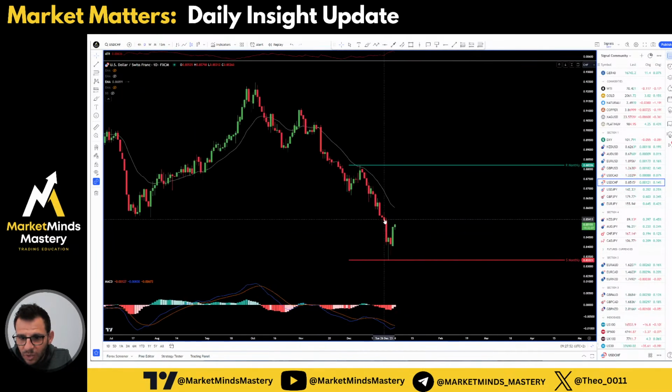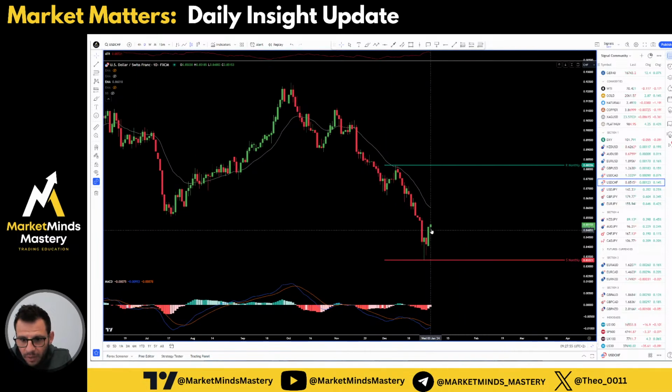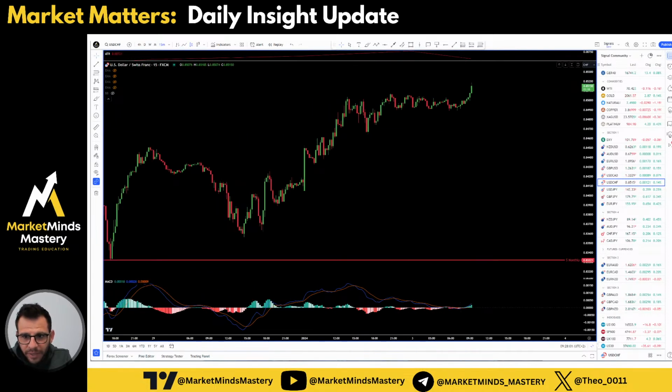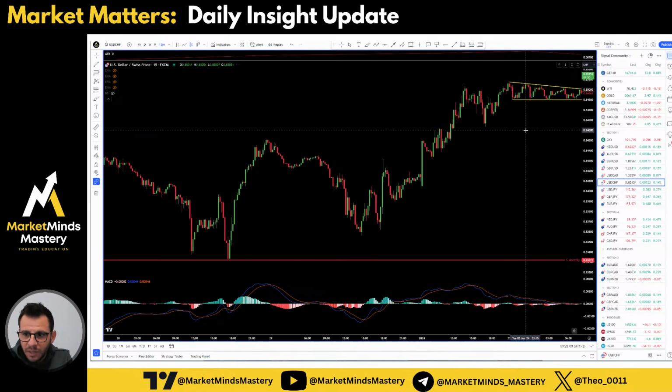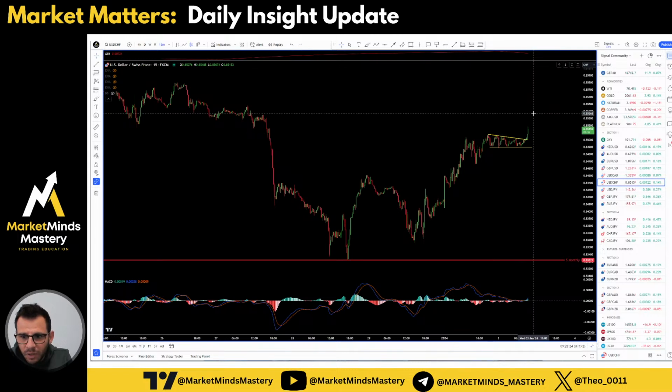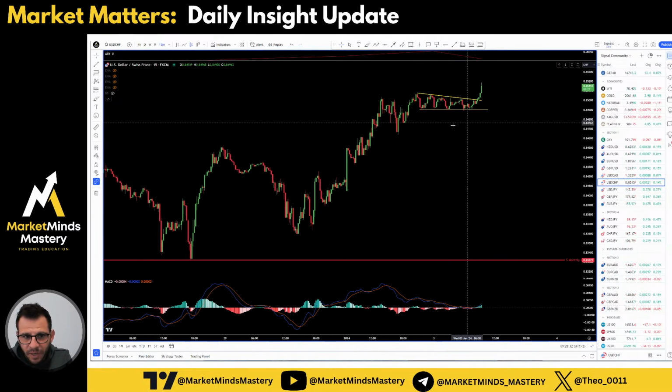USD Swiss. Yesterday, overall, the US dollar was mainly bullish. On the 15-minute chart here, price formed this pattern, and a breakout occurred around 9 a.m. broker time. So we might see bullish continuation until the price reaches these areas here.